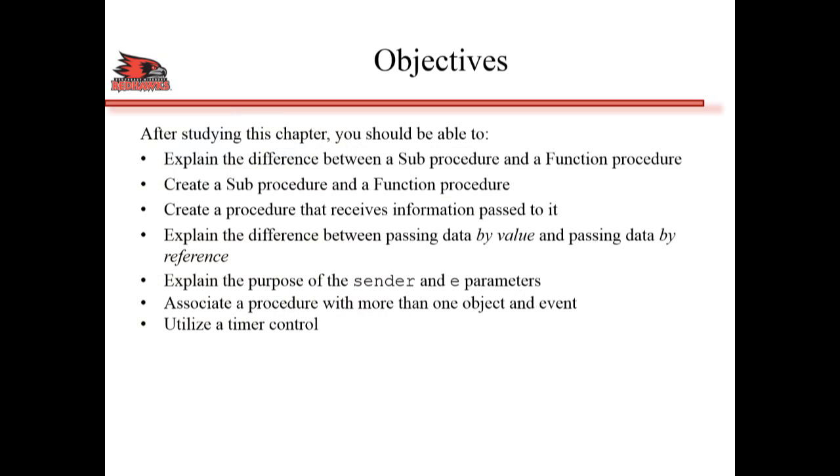So here we'll first go into the different types of procedure, the sub or subroutine procedure and the function procedure. We'll look at how to properly use these, create a sub procedure and a function procedure, how to pass information. We'll talk about parameters, arguments, and all that fun stuff. We'll talk about the purpose of the sender and e parameters in an event procedure. We'll associate a procedure with more than one object and event using handles, and we'll also look at how to utilize a timer control. So let's get to it.